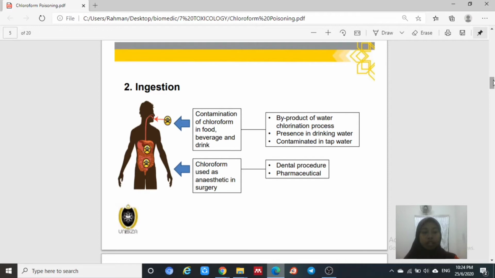Okay, ingestion of chloroform also occurs when it is used as an anesthetic in surgery, but the use of this anesthetic has been banned in most countries, where it can cause a serious health risk. But chloroform is still being used in dental procedures and also pharmaceutical products, but in very small amounts. Okay, and then we move to the next route of exposure, which is dermal contact.